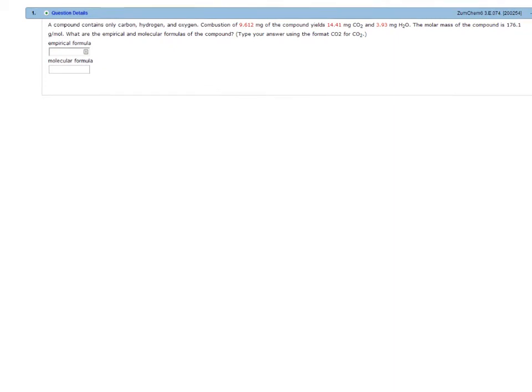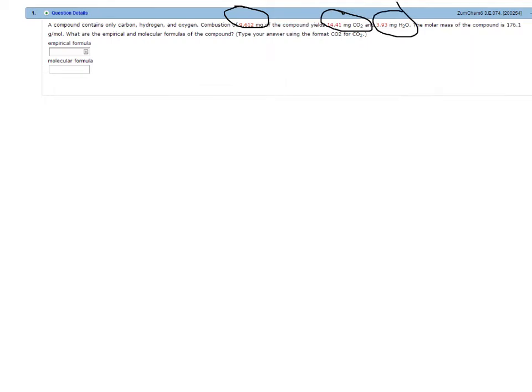Students, in this problem, they're giving us a combustion reaction, which would be a typical way for a chemist to discover something about an unknown compound. And they say, okay, your unknown compound only contains carbon, hydrogen, and oxygen. They burn or combust a certain amount of that unknown compound. In my case, it was 9.612 milligrams. And it yields a certain mass of CO2 and water.